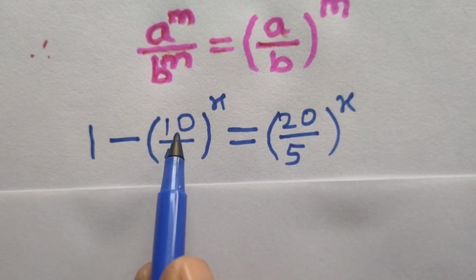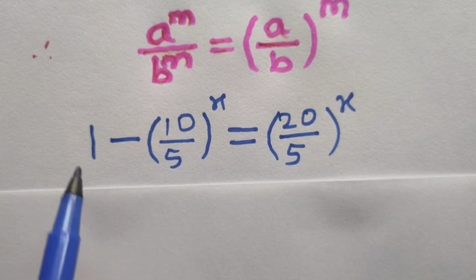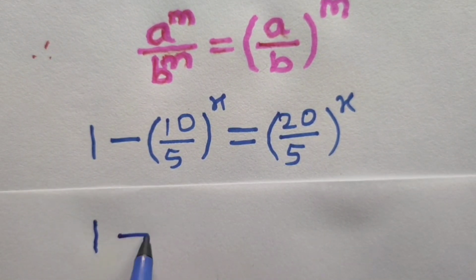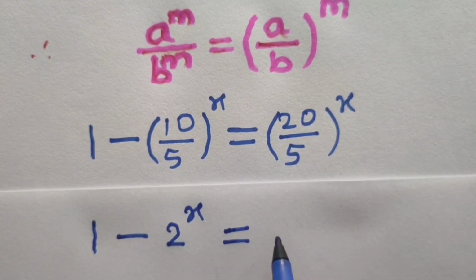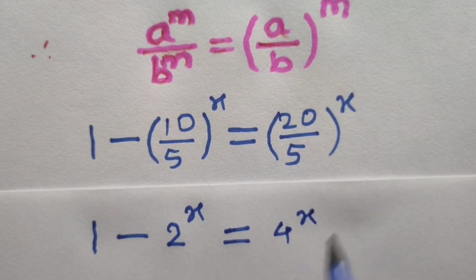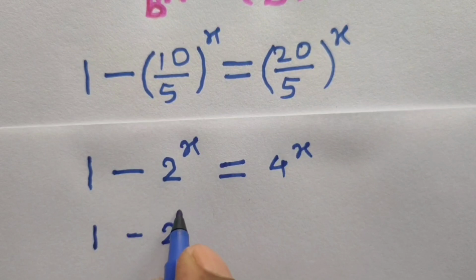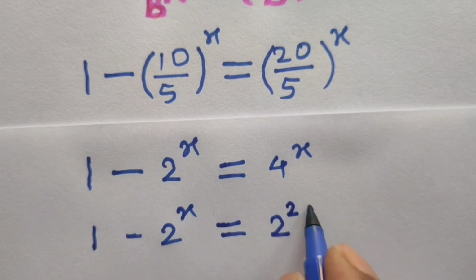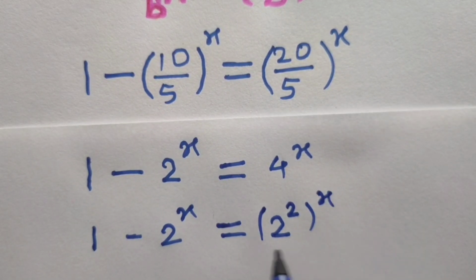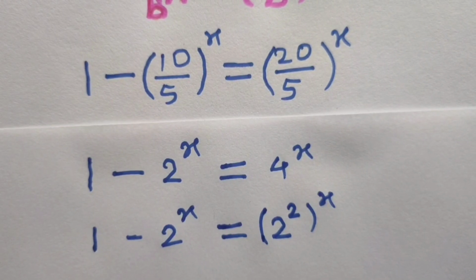Now here divide 10 by 5, that becomes 2. 20 upon 5, that becomes 4. So simplifying this, 1 minus 2 to the power x is equal to 4 to the power x. Hence 1 minus 2 to the power x is equal to 4 to the power x, and 4 can be written as 2 square, its power x. Power of power becomes multiplication of powers.